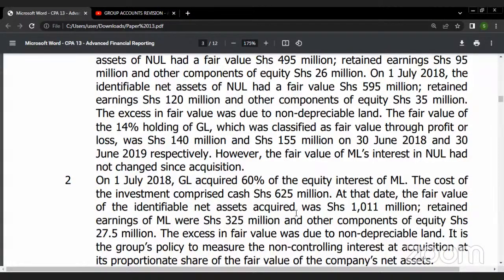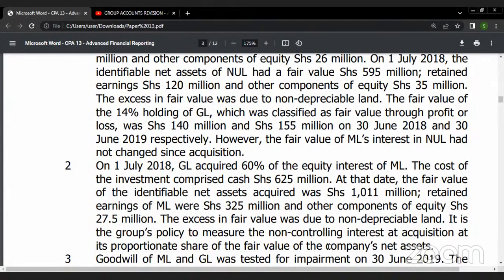The cost of the investment comprised of cash, 625 million. At that date, the fair value of the identifiable net assets acquired was shillings 1 million, 11 millions. Retained earnings of ML were shillings 325 M, and other components of equity was shillings 27.5 M. The excess in fair value was due to non-depreciable land. It is the group's policy to measure the NCI at acquisition at its proportionate share of the fair value of the company's net assets.